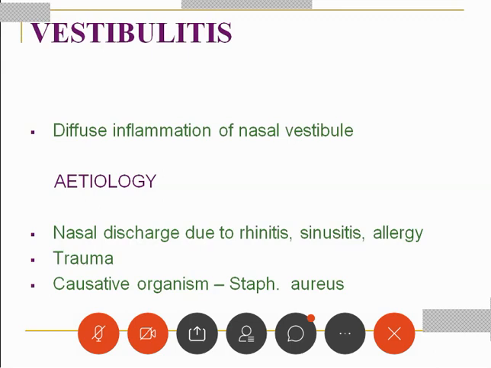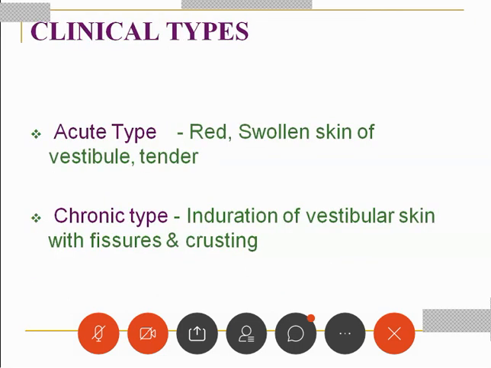continuous nose picking and the habit of putting a finger in the nose and clearing out the crusts with a long nailed finger. So these are the causes. The most common causative organism is Staph aureus, staphylococcus mostly.